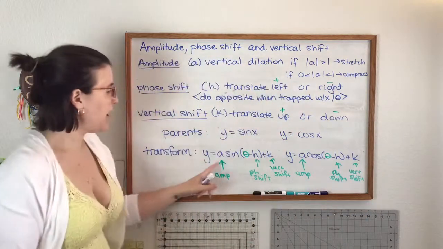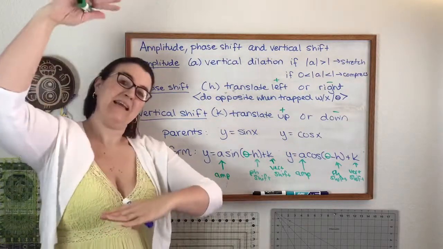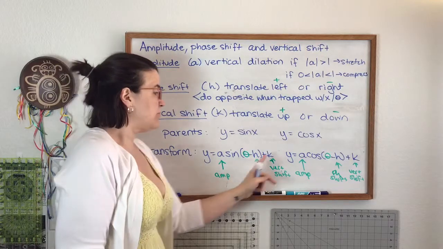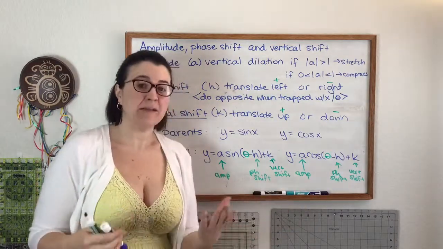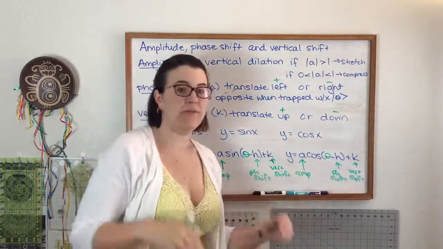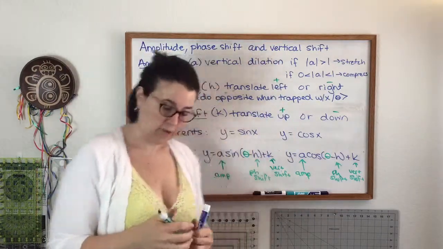Okay, so if you multiply, it's amplitude, and it's dilating it, so it's making it either larger or smaller vertically. If you add or subtract to the theta or the x, you're shifting it right or left. If you add or subtract on the end, you're shifting the whole thing up or down.